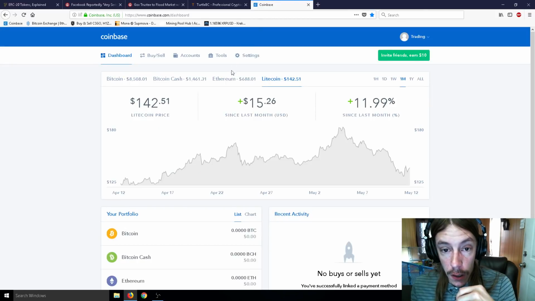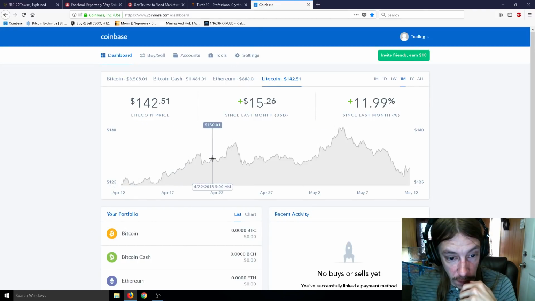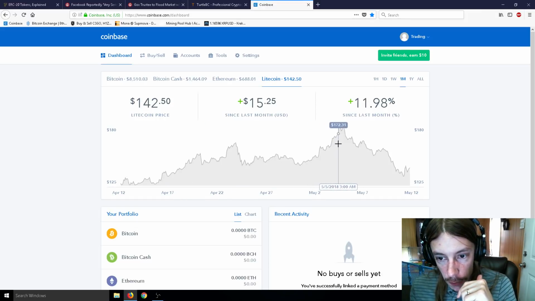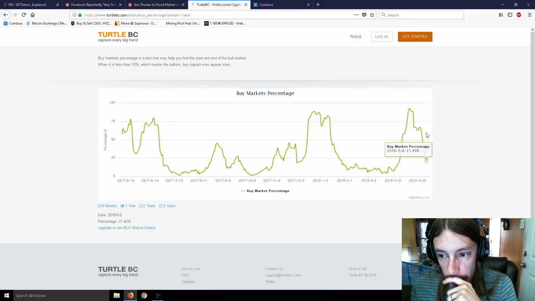So you might think that on Coinbase here, let's check 419. And it was not at all. Where was the highest point? It was all the way up here where it falls down to 50%.